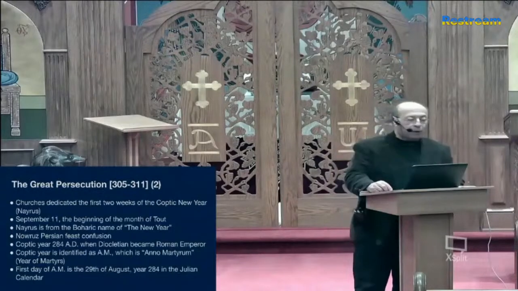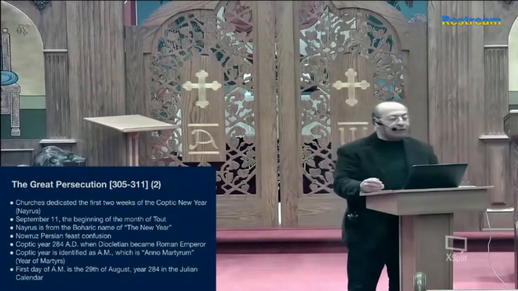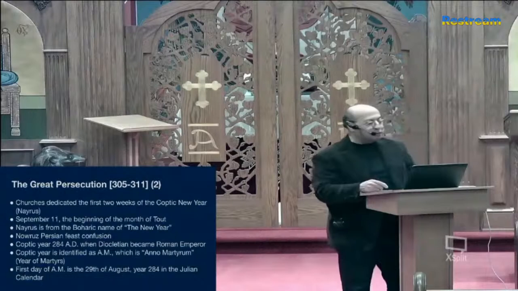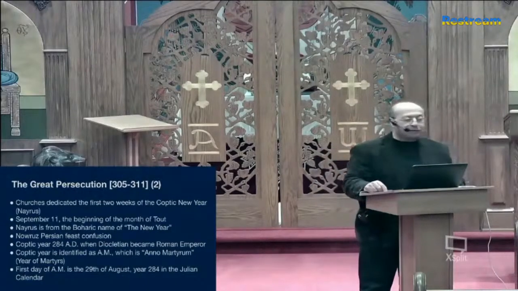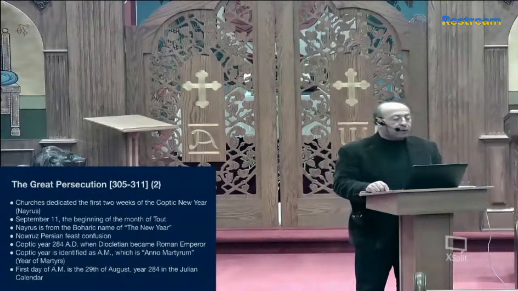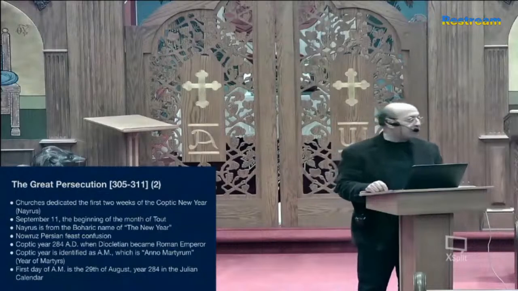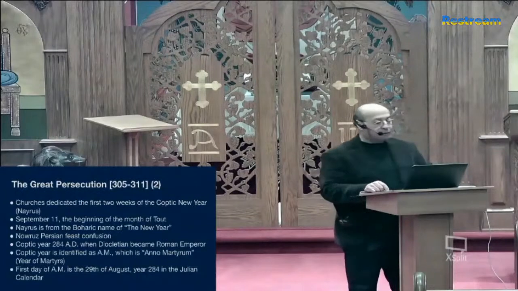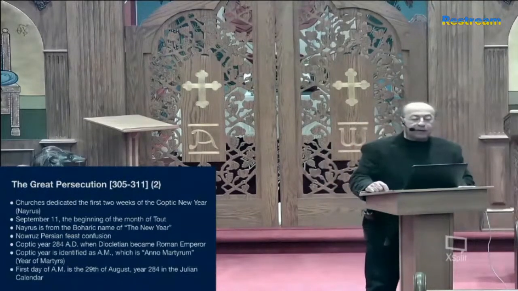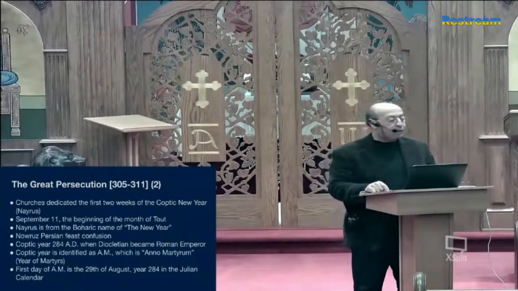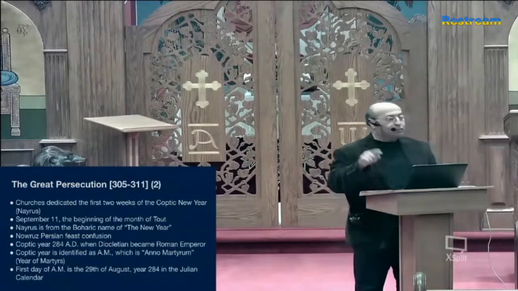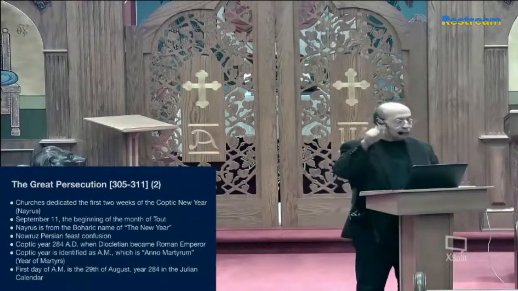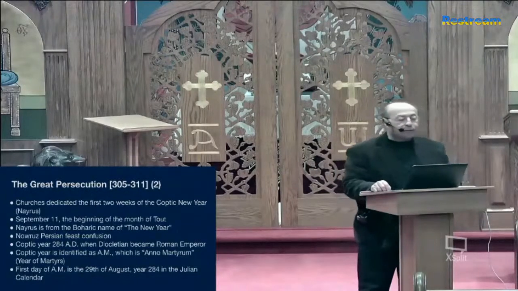Something interesting about the Great Persecution and the Nairuz. Listen to this because this is really interesting. The church dedicated the first 2 weeks of the Coptic year. They call it Nairuz, but the real wording for it is Nairus. September 11 is the beginning of the month of Tut, which is Tut 1. So Tut 1 is the beginning of the Coptic year. Nairus is from the Boharic name of the new year. This is the new year.